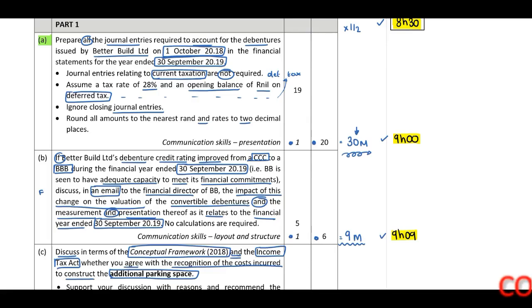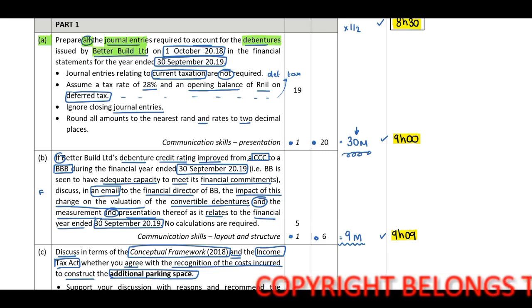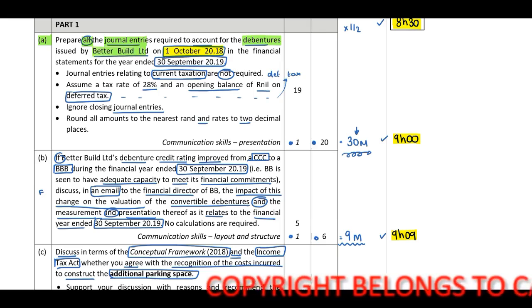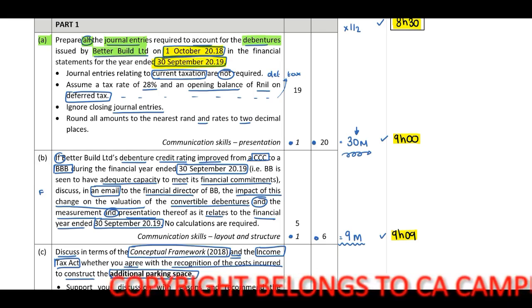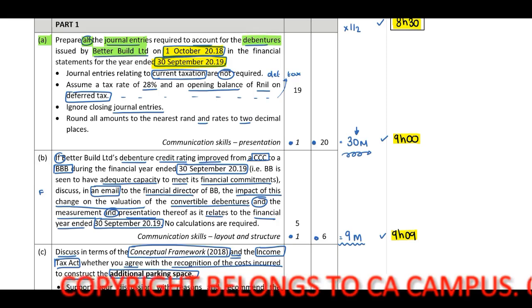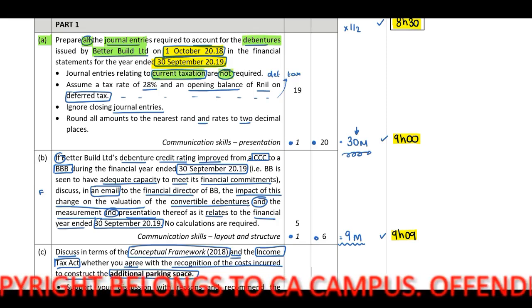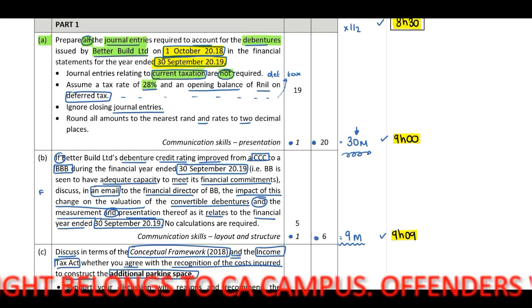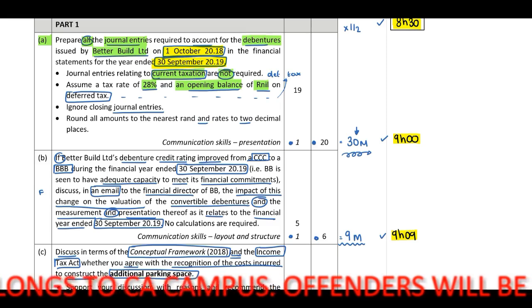Part 1A. Let's read the requirement again. Prepare all the journal entries required to account for the debentures issued by Better Build Limited on 1 October 2018 in the financial statements for the year ended 30 September 2019. Journal entries relating to your current tax are not required. Assume a tax rate of 28% and an opening balance of 0 on deferred tax.